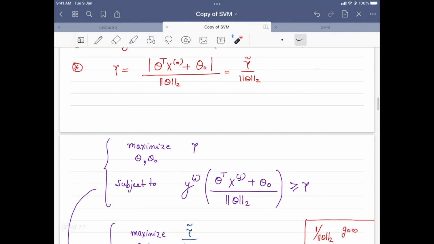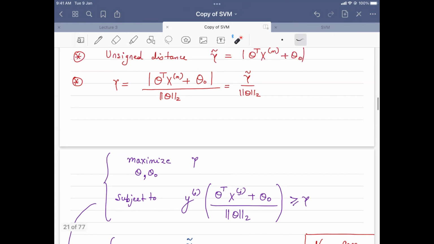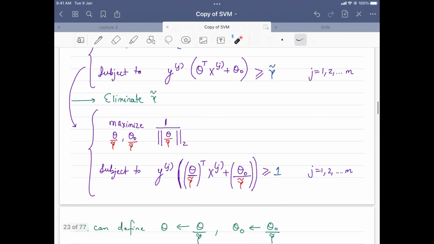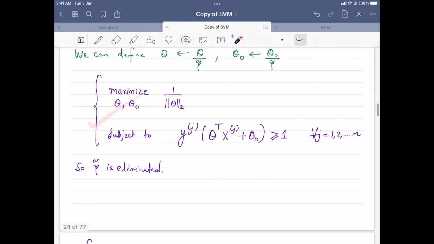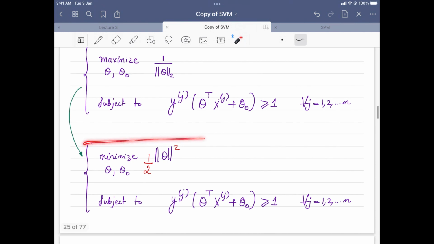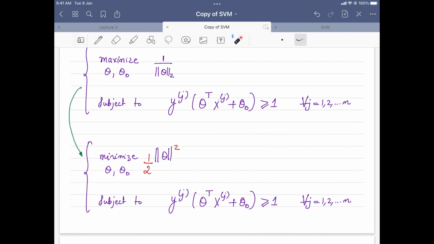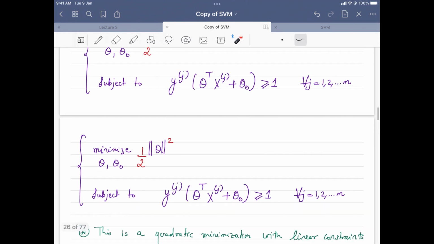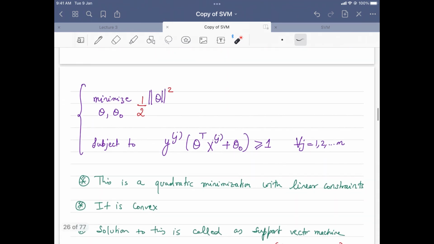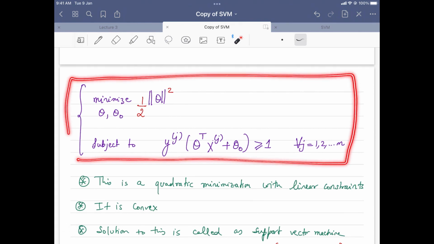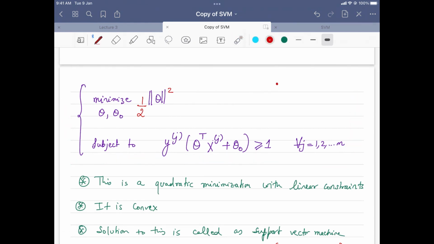But the only difference between all the optimizations which you are seeing at the top, that is this one or this one or this one or this one, is that it is easy to get the solution for this particular optimization problem compared to the other cases. So this is basically the final expression for the support vector machine. This is the final expression for support vector machine which you will see in the books.